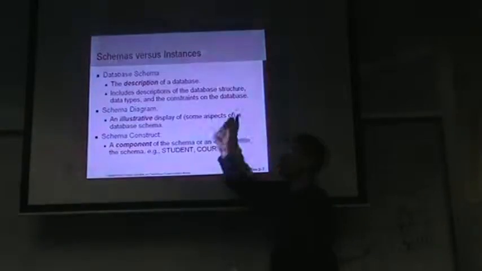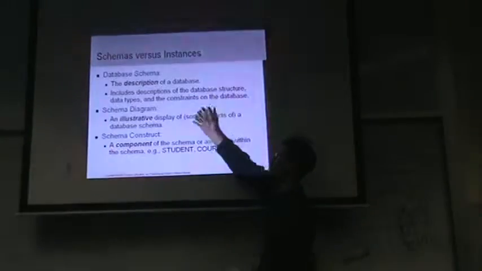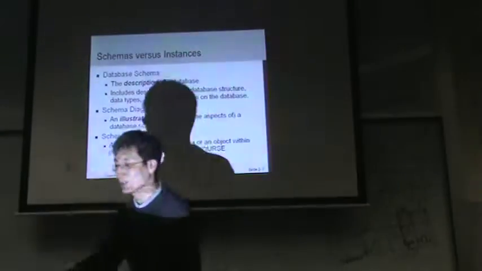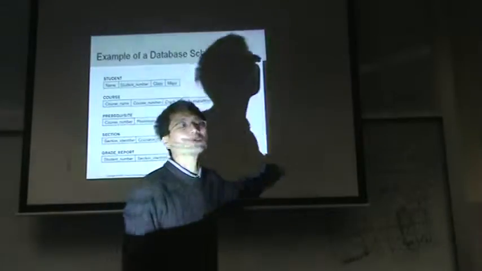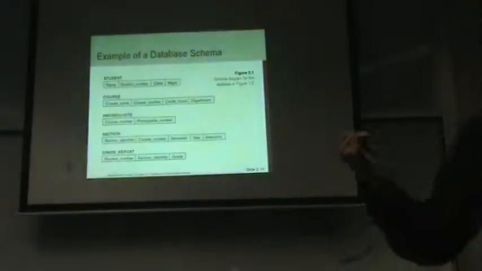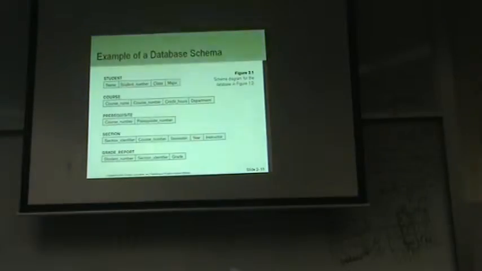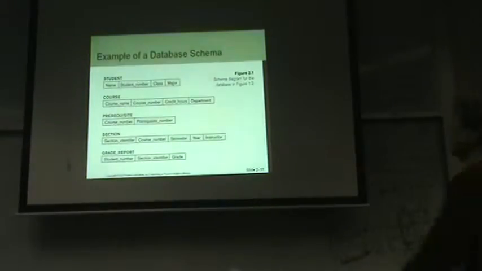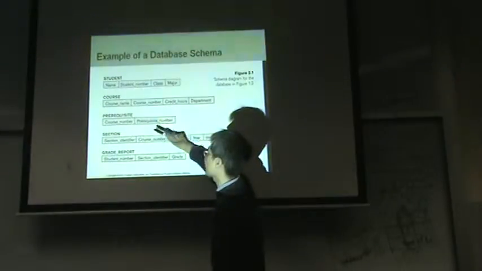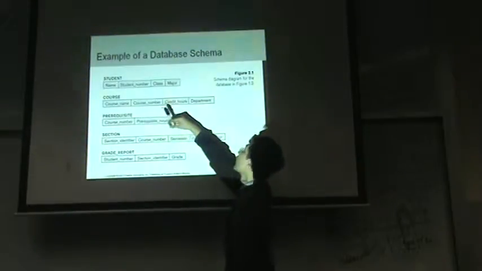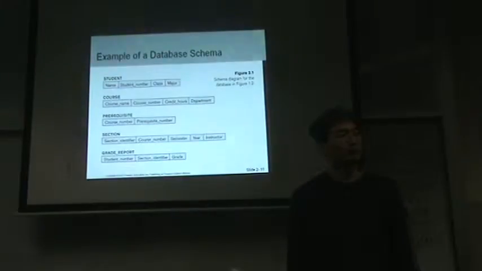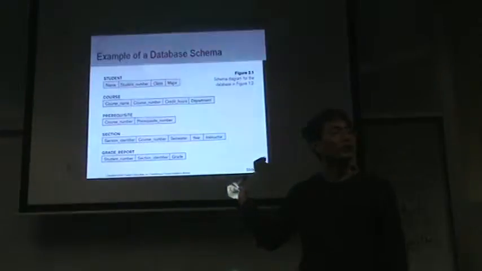So we can represent this schema, or the description, using a diagram. For example, this one. This is a diagram. So anybody, even though you do not have knowledge of databases, can understand the university database, right? This is a university database schema, or university database boundary. It consists of student, course, prerequisite, section, and grade report. And for example, student has name, student number, class, and major, and so on. Our goal is to build such a database schema.